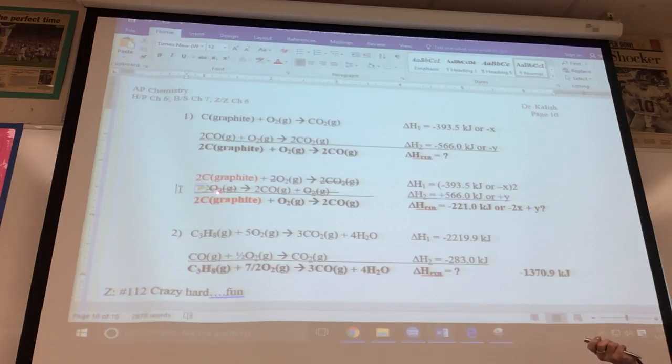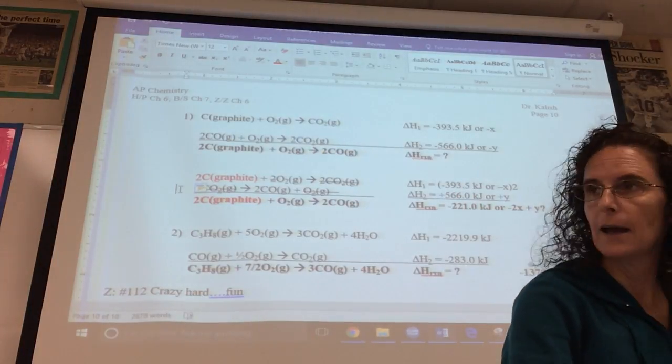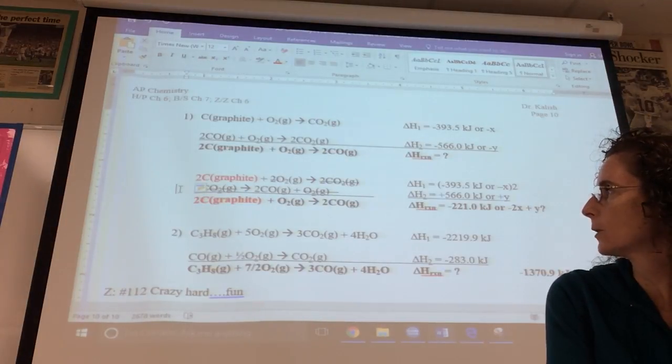If the oxygen was on the same side of the equation, you'd simply add them together and keep them on that side. And now you sum these. So you've got 2 times negative 390 or so plus 566. Exothermic reaction. Let's walk through this one very carefully, and hopefully you'll be good to go. And then I'll give you a hard one, and then we'll take a break.